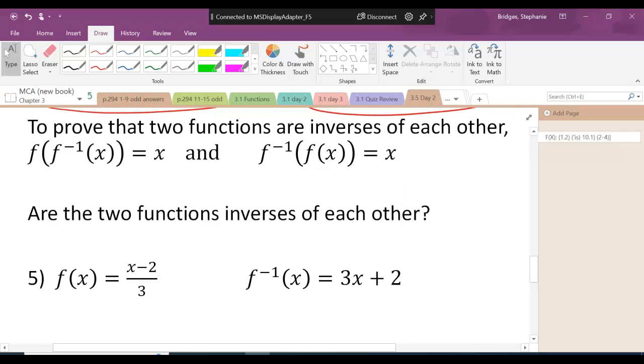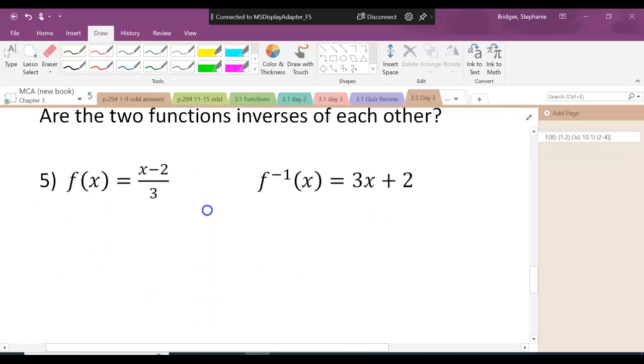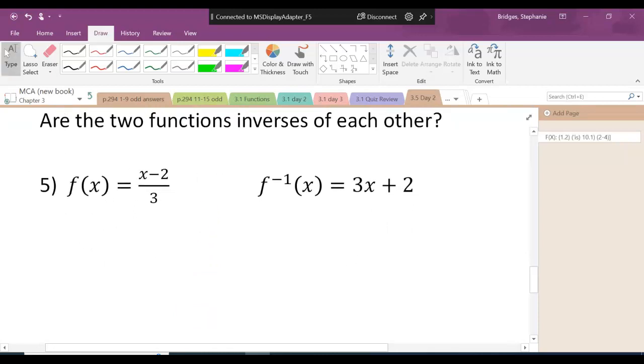Ready to try? Okay, if you haven't already, go ahead and write down the 2 for number 5. We have f of x is equal to (x minus 2) divided by 3. And then we have f inverse of x is equal to 3x plus 2. Everybody ready? So we're going to start by doing f of f inverse of x. So what that means is I'm going to take this entire f inverse function and I'm going to put it in place of x into the f function.